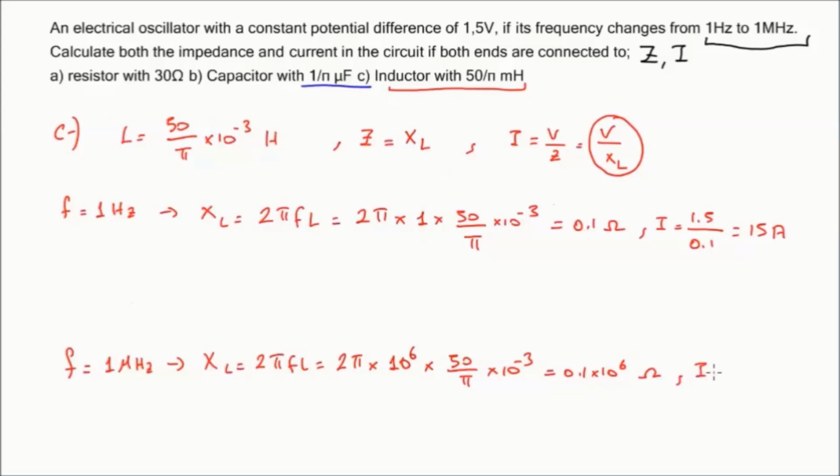The current equals 1.5 over 0.1 times 10 to 6. The result, let's write the result here: current is going to be 15 times 10 to the power of minus 6 ampere. This is the whole solution for the C.